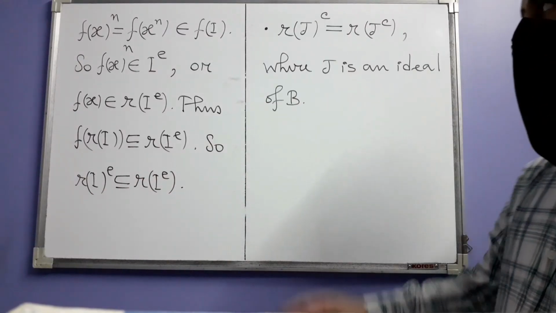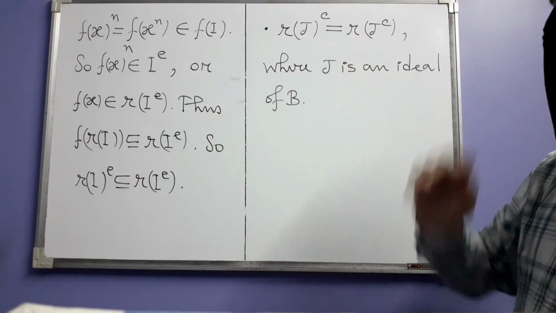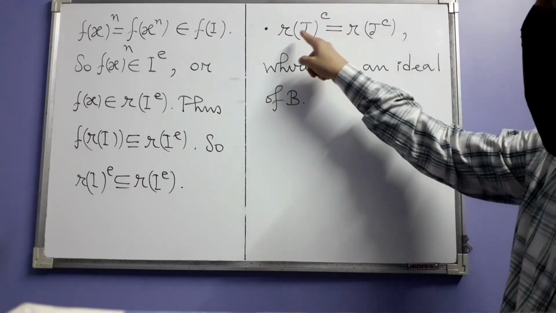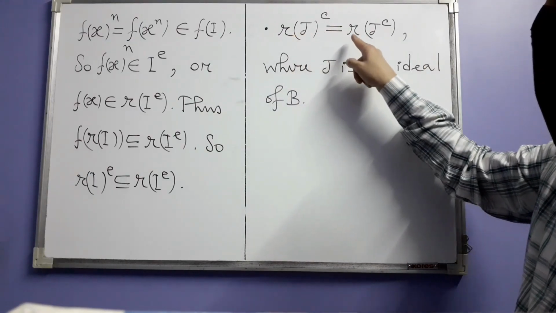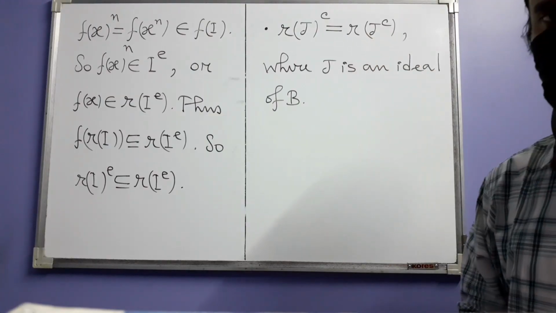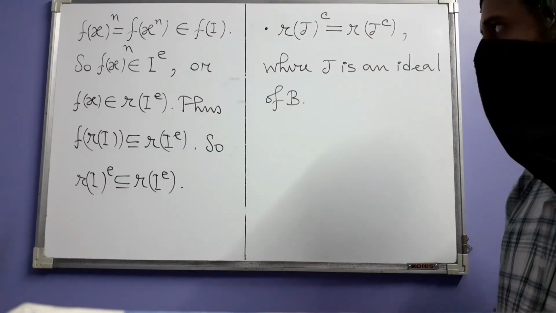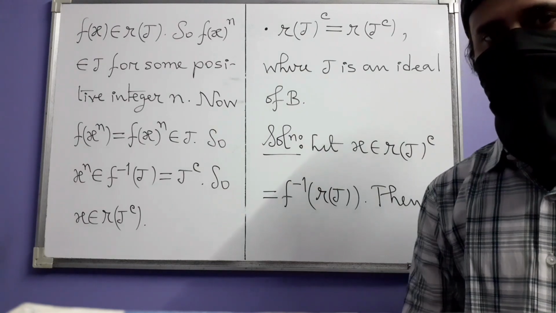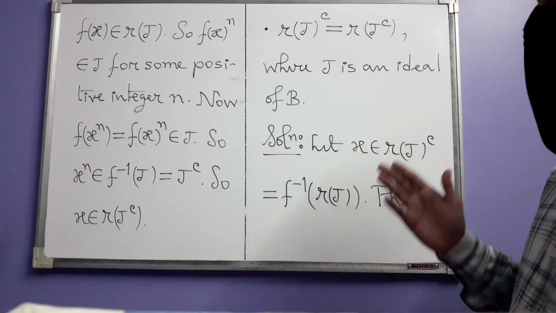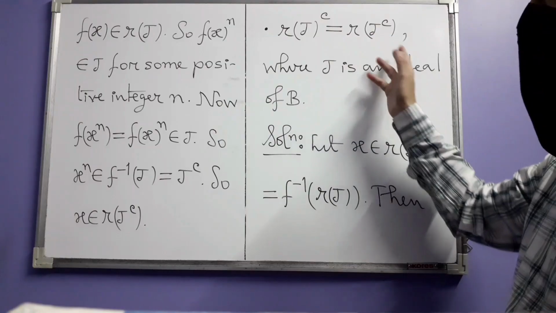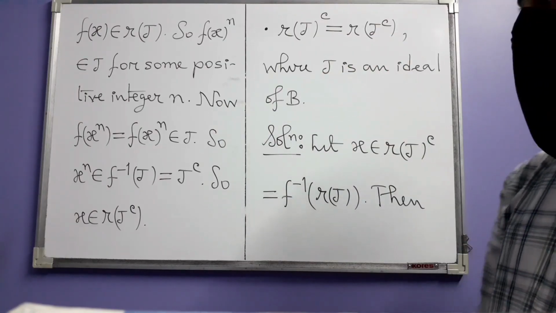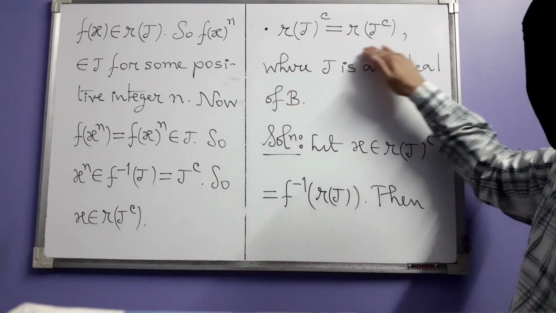And finally, we have this equality involving contraction. The contraction of the radical of J is equal to the radical of the contraction of J, where J is some ideal of the ring B. Because this is an equality and not merely a containment, we have to prove that each side is a subset of the other. Let us first show that this is a subset of this.